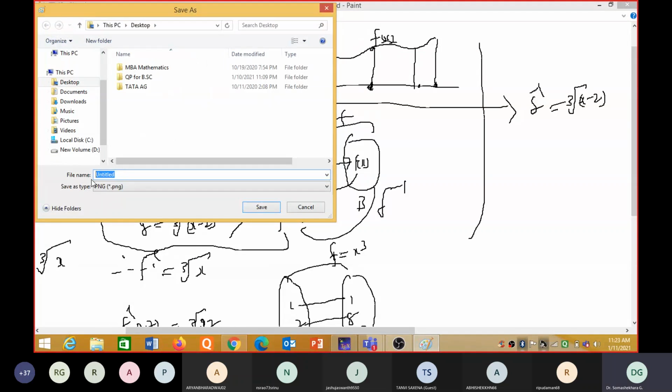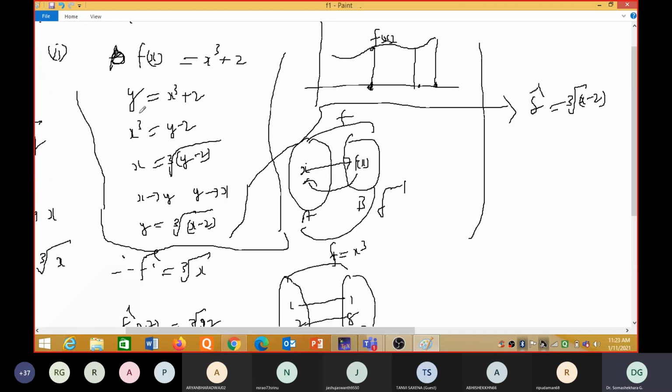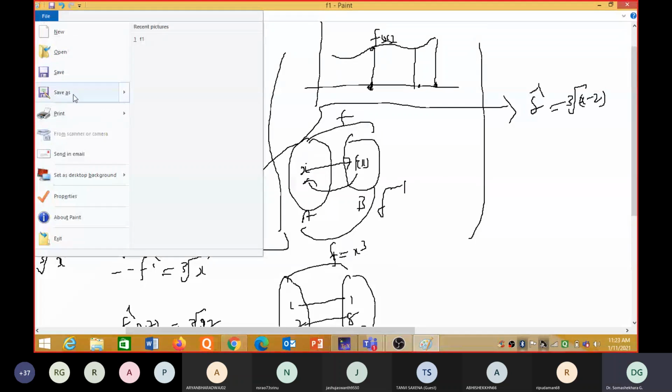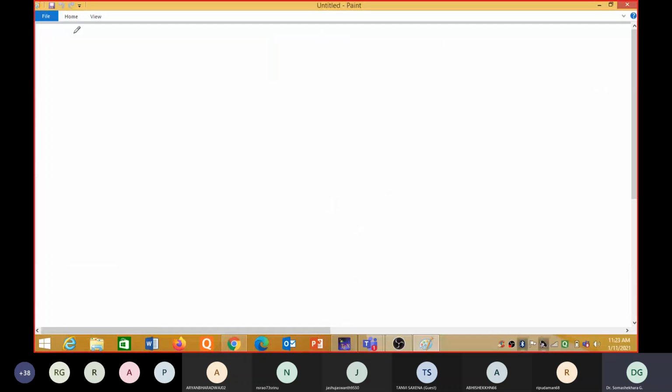Okay, I'll write f inverse. So next I am going to start, the function topic is over. Next I'm going to start inverse of function, the left hand limit and right hand limit concept.